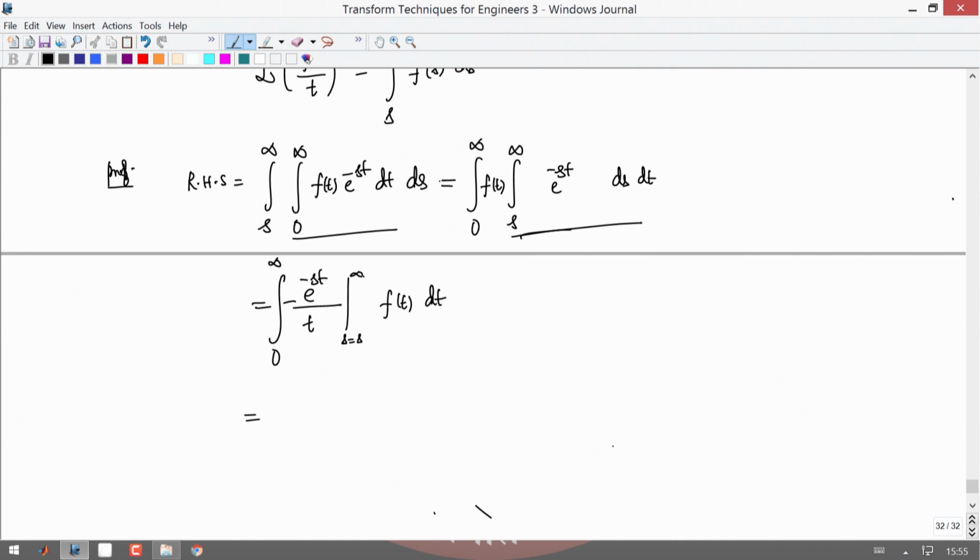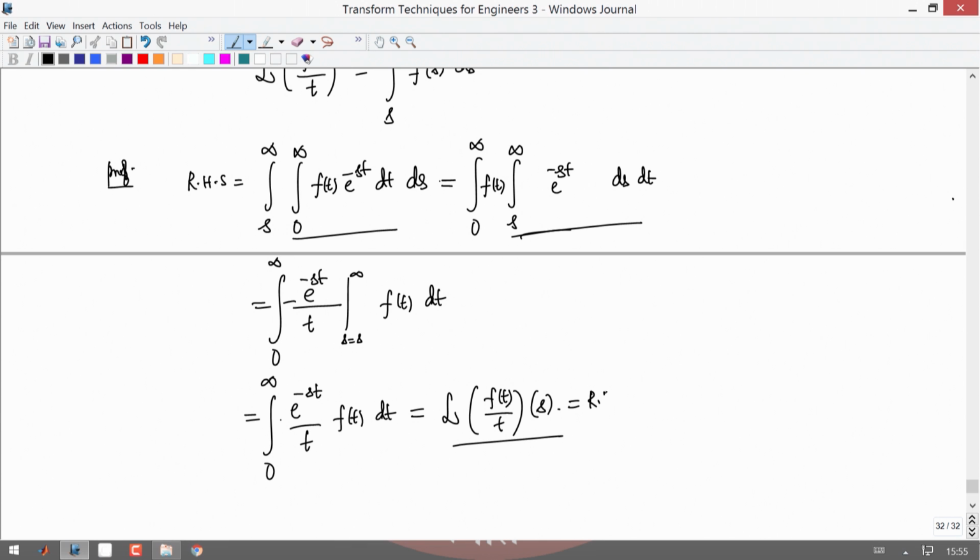So, when you put s equal to infinity, this e power minus st, because t is always positive, at infinity is going to be 0. And minus minus plus, you have e power minus st by t, integral 0 to infinity f of t dt. So, this is nothing but the Laplace transform of f of t by t as a function of s. So, this is exactly the right hand side, left hand side of your property.